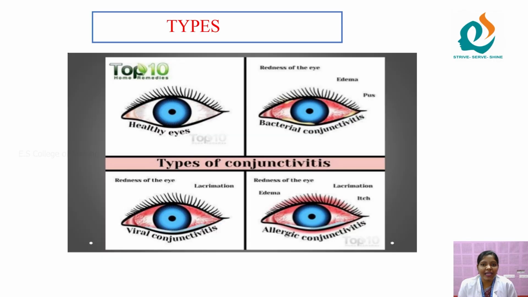Next we move on to the types of conjunctivitis. The types are bacterial conjunctivitis, viral conjunctivitis, and allergic conjunctivitis. In bacterial conjunctivitis, there is redness of the eye, edema, and pus. In viral conjunctivitis, there is redness of the eye and lacrimation. In allergic conjunctivitis, edema, lacrimation, and itching are present. See this image, healthy eyes.